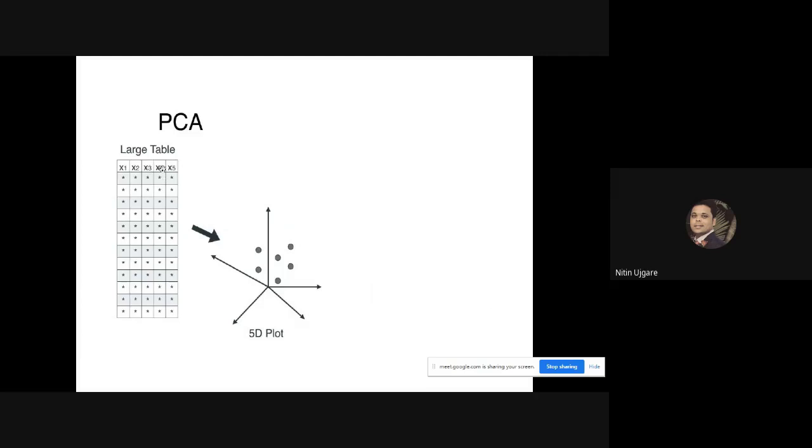Now, because the columns are very large, we want to reduce these columns so as to transform this high dimensional input instance space to a lower dimensional input instance space. So first, we will transform this data set of 5 dimensions.